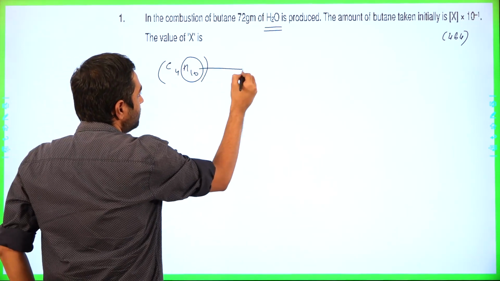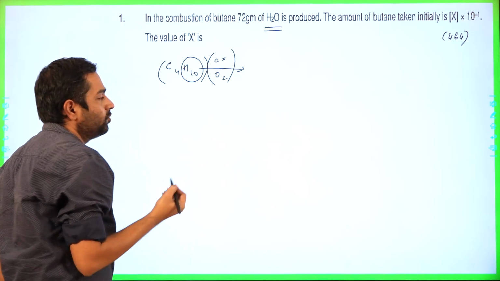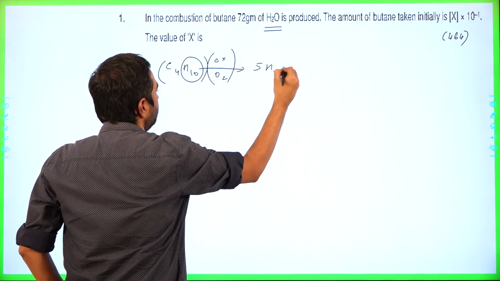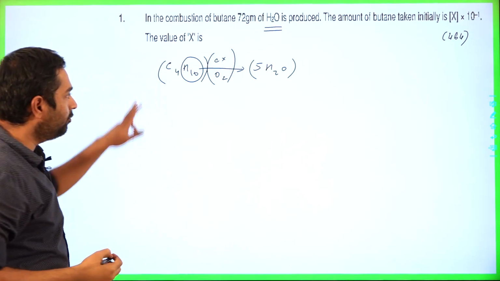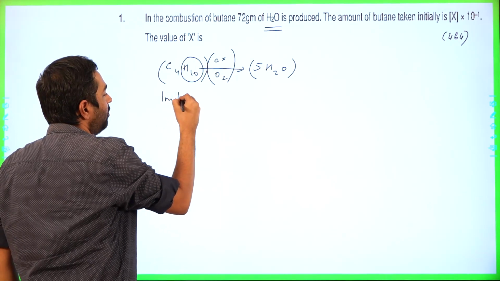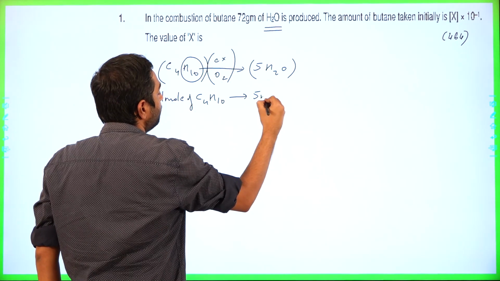That means when this guy is burnt in excess oxygen, what is going to be happening is I will be having 5 moles of water produced for every 1 mole of the butane in this case. So the idea is very simple. We'll have 1 mole of C4H10 resulting in 5 moles of water.